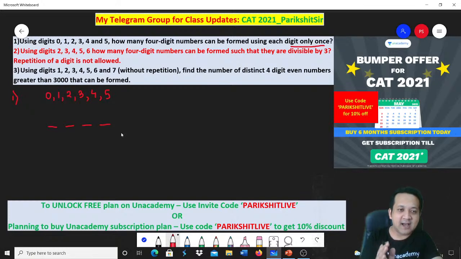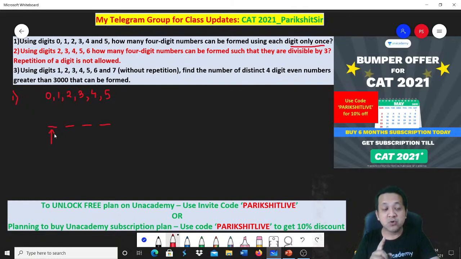Okay, so let's start. I always give you one hint, one golden rule to remember. Always start from the point wherever there is a constraint, wherever there are some restrictions, you got to start from there. As an example, in this particular question, is there a restriction? Yes. Where? In the thousands place. Why in the thousands place? Remember, in the thousands place, you cannot select 0. Why? Because a 4-digit number cannot start with 0.